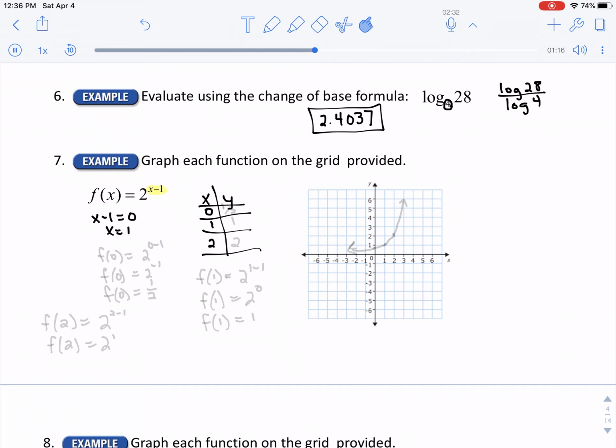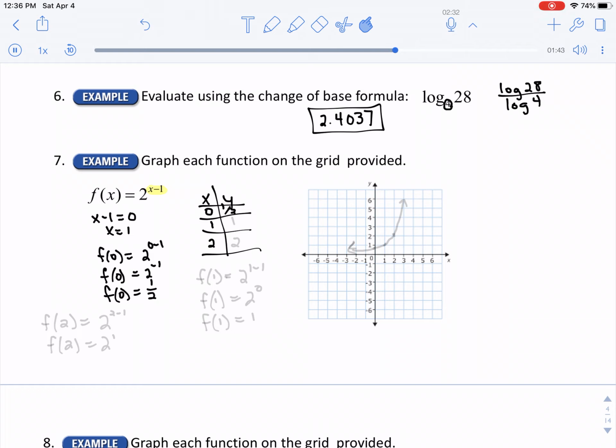Now that I know what my x values are, I plug them in. So I'm going to find f of 0. So f of 0 is 2 to the 0 minus 1 power. So f of 0 is 2 to the negative 1 power. And remember that the negative exponent turns it into a fraction, so we get 1/2. And 1/2 goes in our t-table.